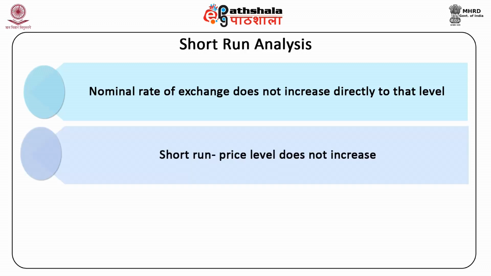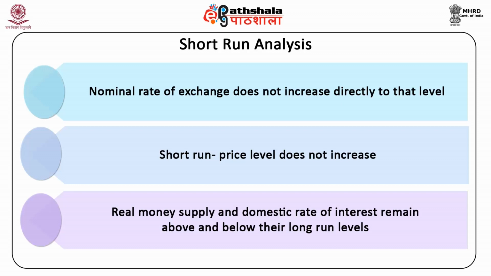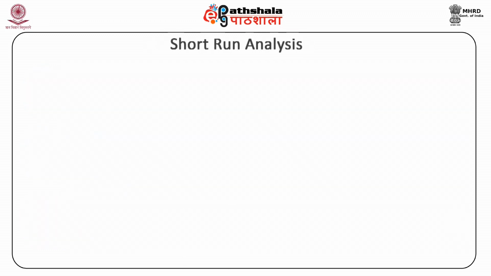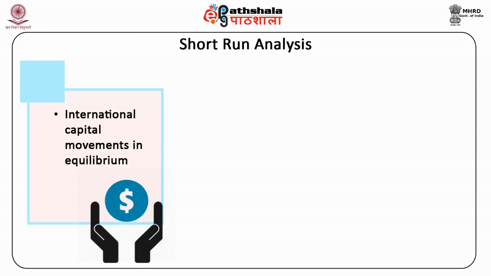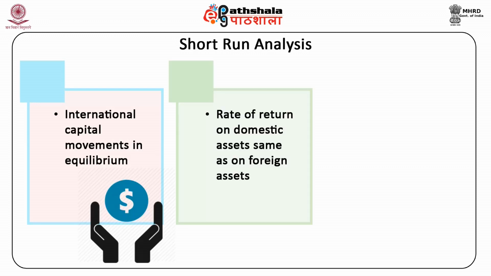This is because in the short run, the price level does not increase, and therefore the real money supply and the domestic rate of interest remain above and below their long run levels respectively. Under these circumstances, international capital movements would be in equilibrium only if the rate of return on domestic assets were to be the same as the return on foreign assets.